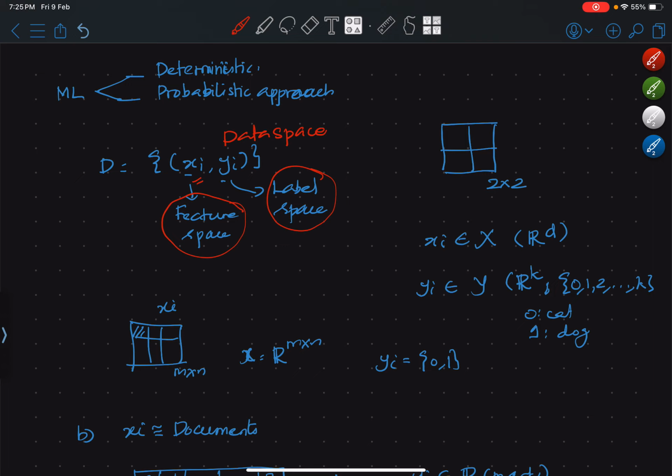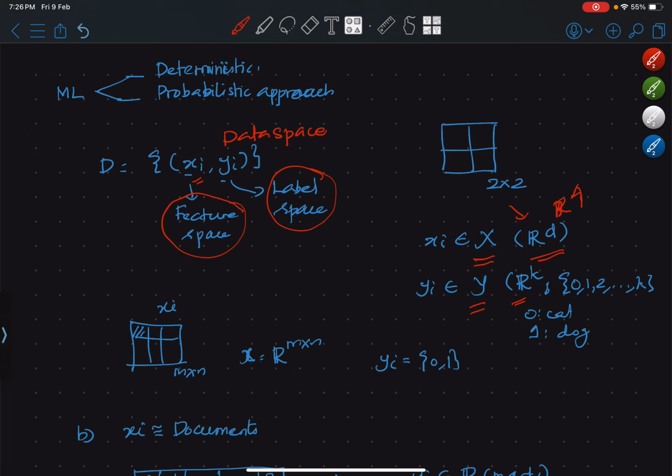Xi is a particular data point in the feature space, and its corresponding label is in the label space. Note here that data can be in R^d, a d-dimensional space. As an example, an image which is 2 cross 2 is 4-dimensional data, R raised to 4. And the label can be in R raised to K space.